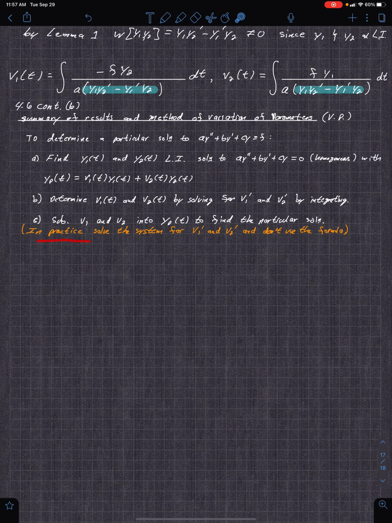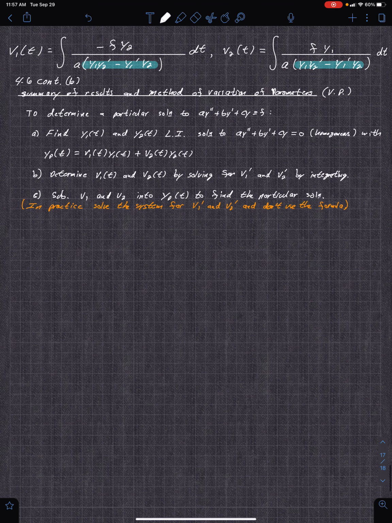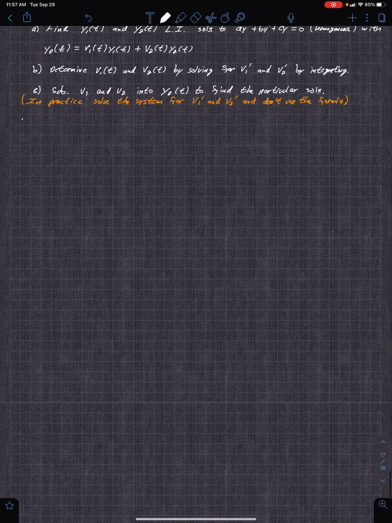So in practice, solve the system for v1 and v2 and do not use the formula. So don't use this formula. It's too far ahead. It's easier to set it up, solve the system, and it'll make more sense that way. So let's look at some examples. From 1 through 8, we're going to do 2 and 4. I think that's all I assigned anyway.